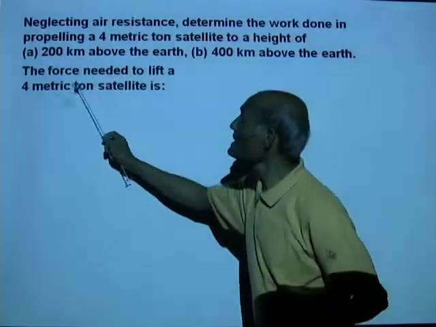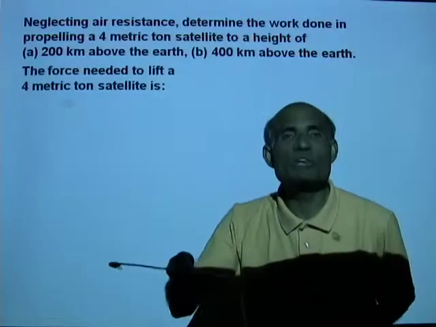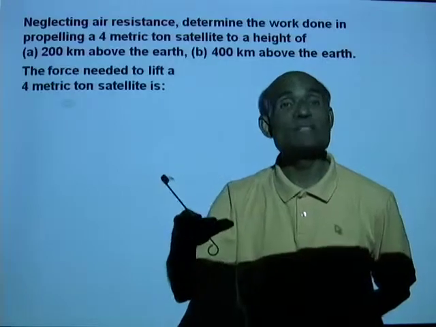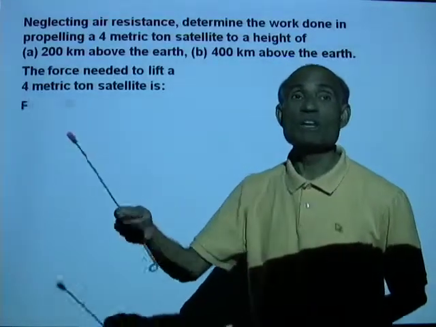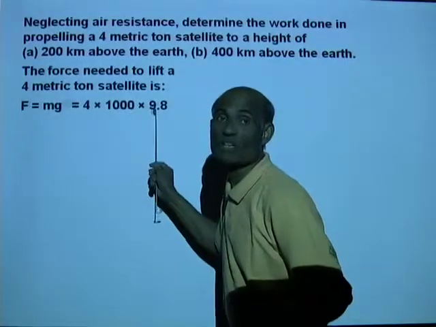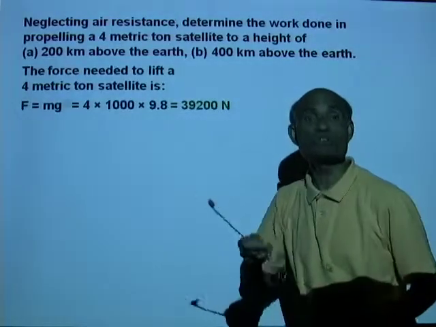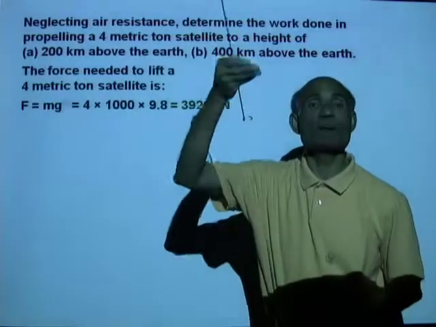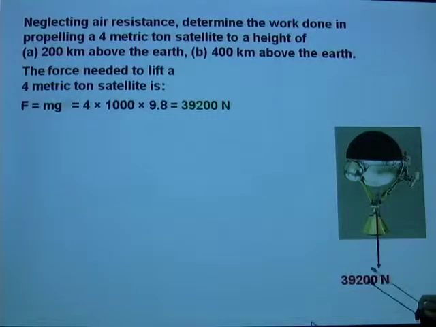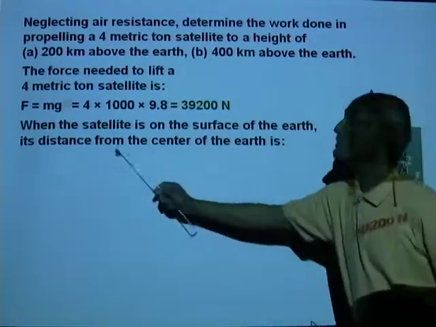Alright, the force needed to lift a 4 metric ton satellite. Now, what is the force that you need to lift that satellite from the surface of the earth? It is equal to its weight, its mass times g, where the mass is 4 metric tons, 4,000 kilograms, and g is 9.8, so that will be 39,200 Newtons. That is the minimum force you require to lift it off the ground.